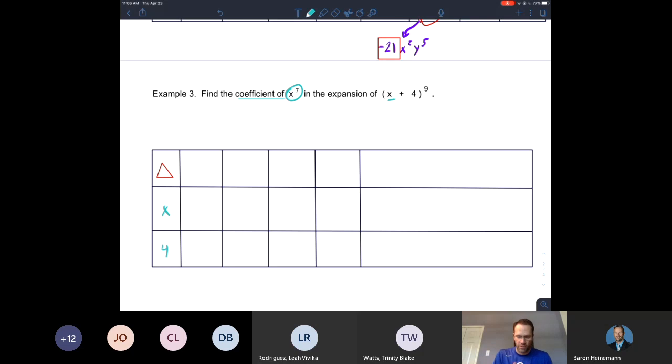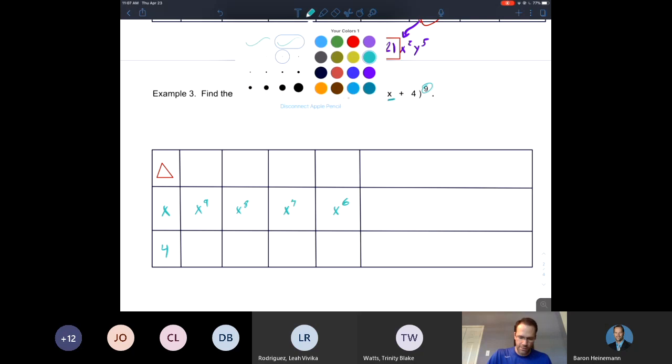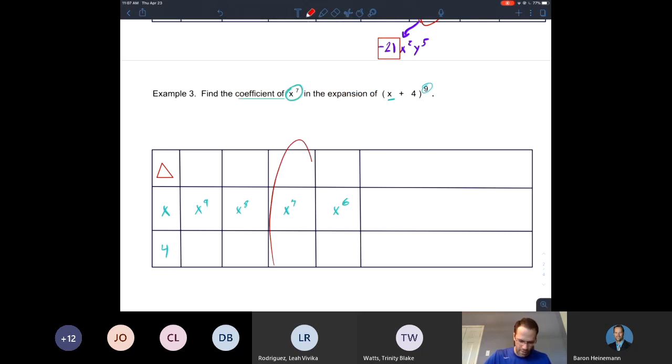But this is going to start out, since this is to the 9th power, it'll be x to the 9th, x to the 8th, x to the 7th, x to the 6th, right? And they only want the x to the 7th, so I only care about this column. I don't need everything else filled in. This would be 4 to the 0, 4 to the 1. This would be what? What goes in here?